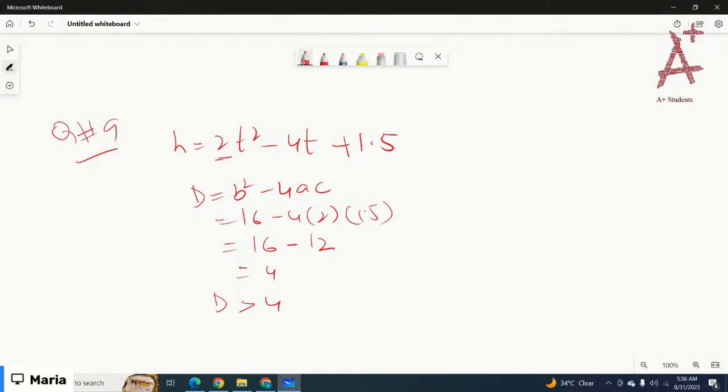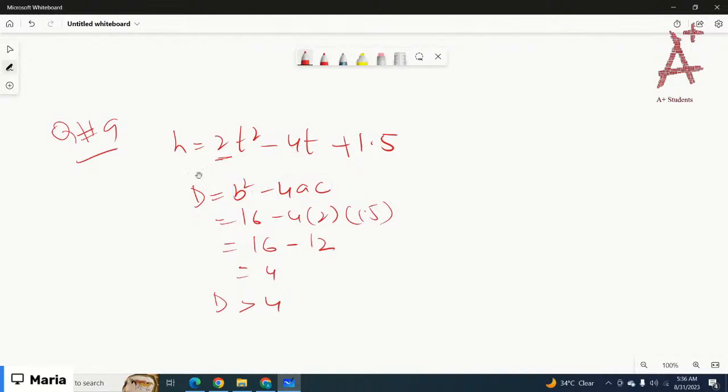Also, you can see this value is positive. That means a is greater than 0, so the parabola opens upward. So because the parabola opens upward and it has two zeros, that means its vertex must lie below the x-axis, right? Because that's the only condition. When the vertex of the parabola is below the x-axis, the parabola always touches the x-axis at two points, right?